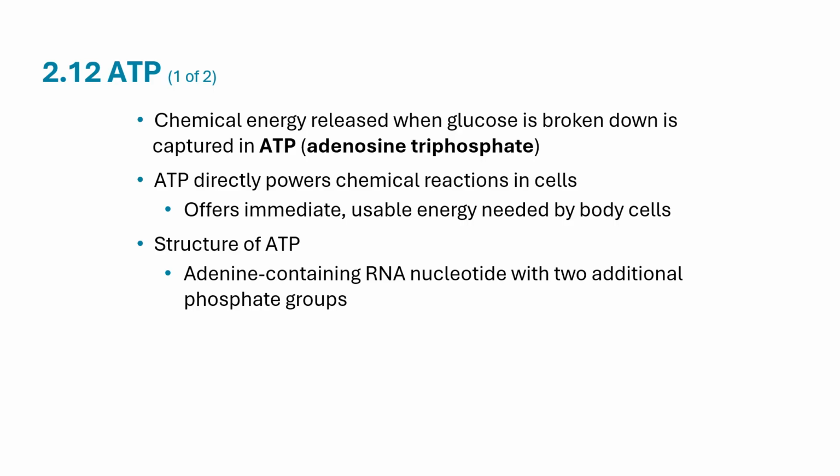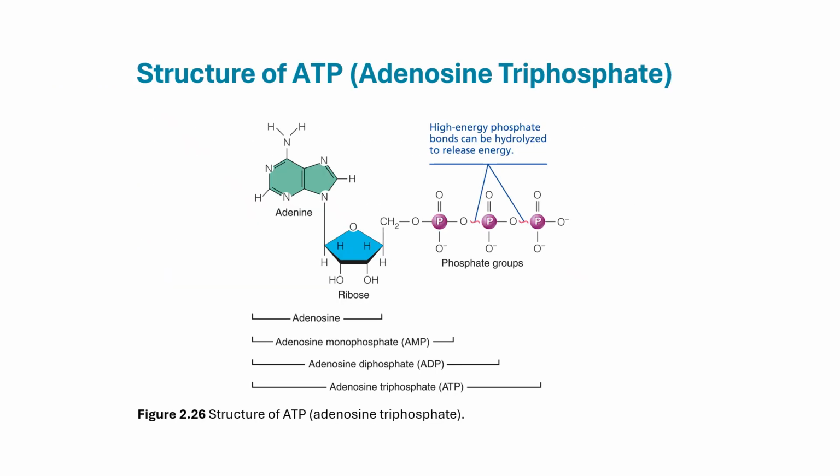All right, last but not least is ATP. This is all the chemical energy that we get in our bodies. It's like gasoline to power our bodies. This is released when glucose is broken down and captured in ATP. This directly powers the chemical reactions in our cells. It's immediate, it gives us usable energy, and the structure is adenine containing RNA nucleotides with 2 additional phosphate groups. So let's take a look. So here we have a ribose, an adenine, and then we have phosphate groups.